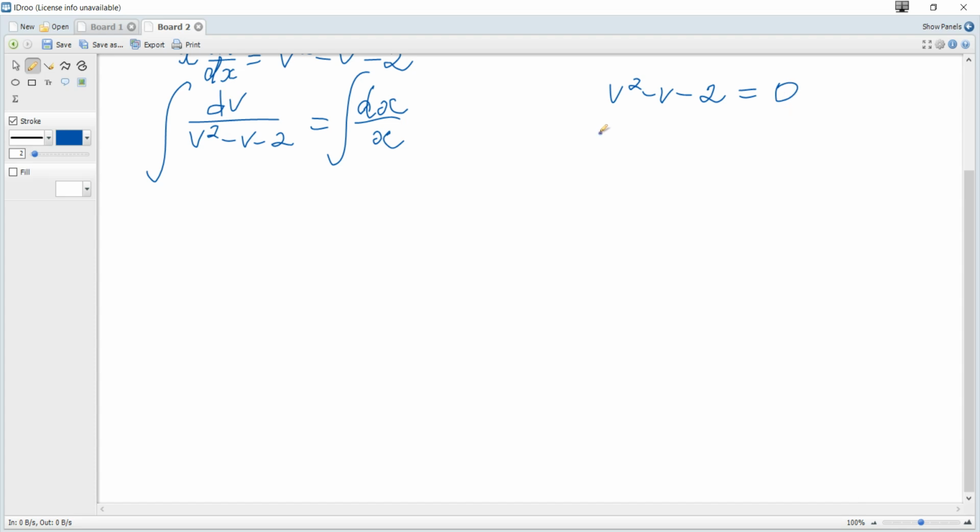And we can apply the sum and product rule. Sum is minus b over a, so sum is 1, product is negative 2, and roots are negative 1 and 2. And hence we can rewrite v squared minus v minus 2 using the general formula a times (x minus the first root)(x minus the second root). a is 1 here, so it becomes (v plus 1)(v minus 2).